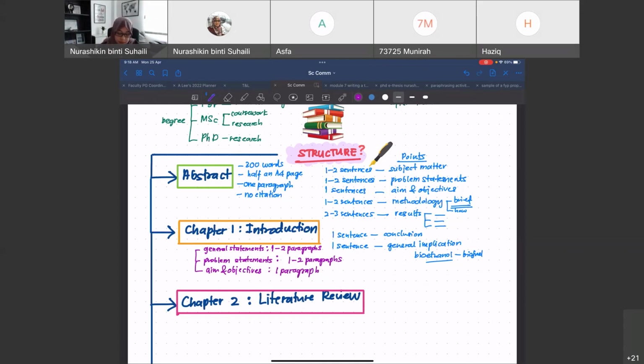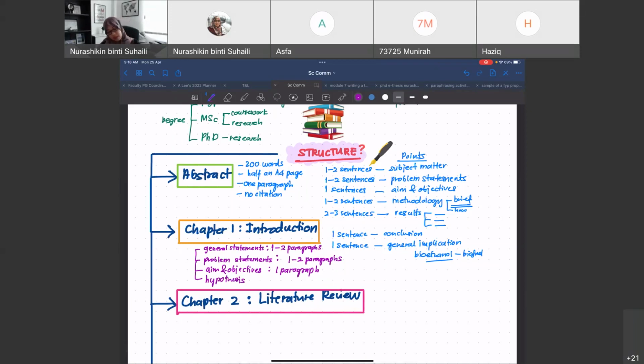And please remember, any introduction chapter should end with the objective, okay? And sometimes you can also insert hypotheses, but sometimes you can mention hypotheses indirectly. Maybe it's good to have the hypothesis, but sometimes it might not be that compulsory. Okay.